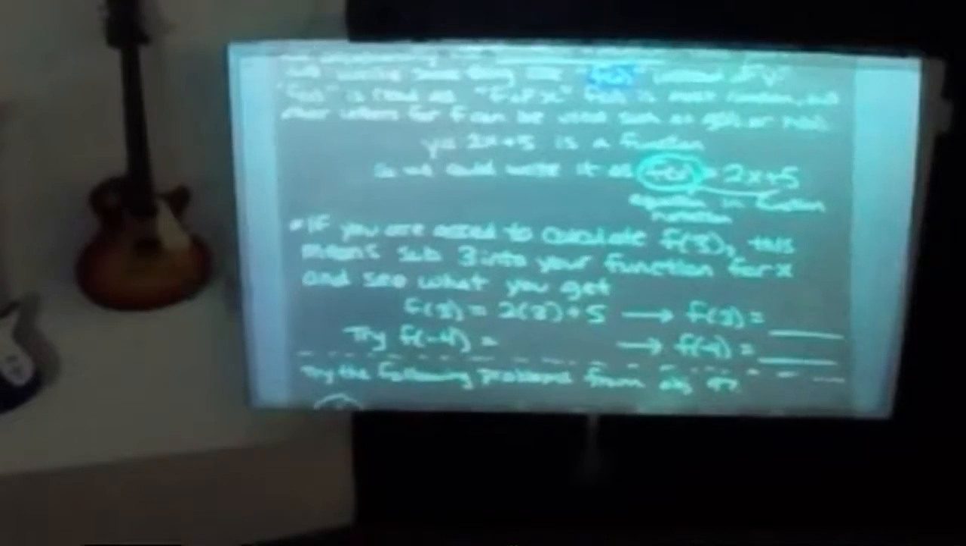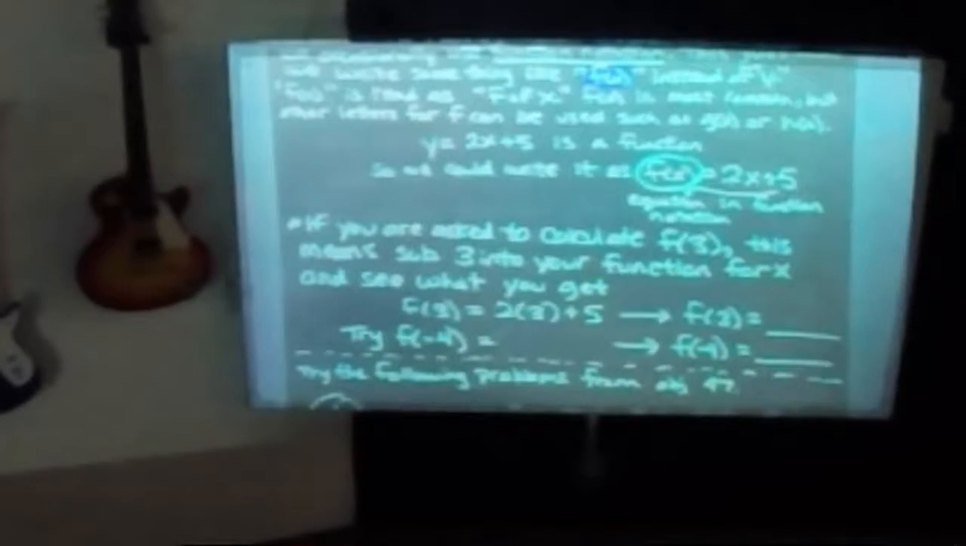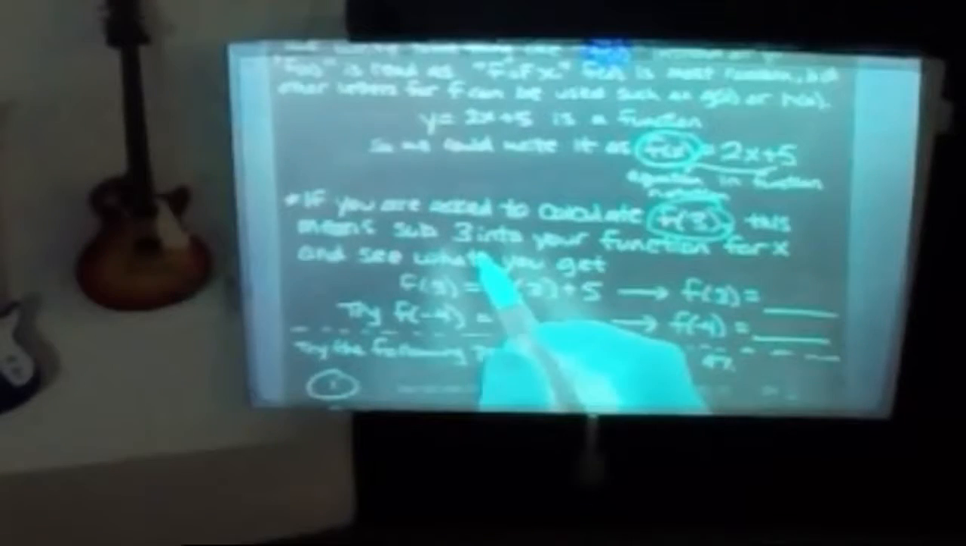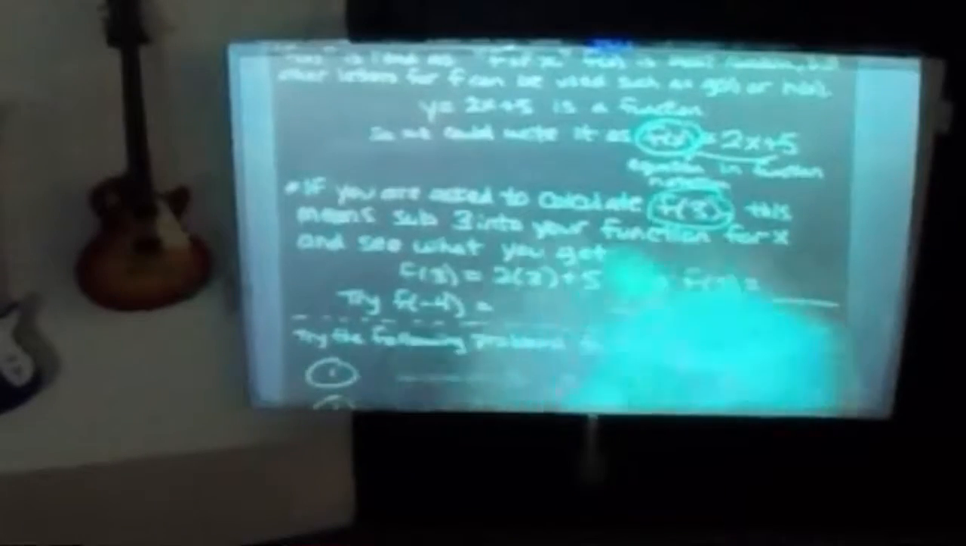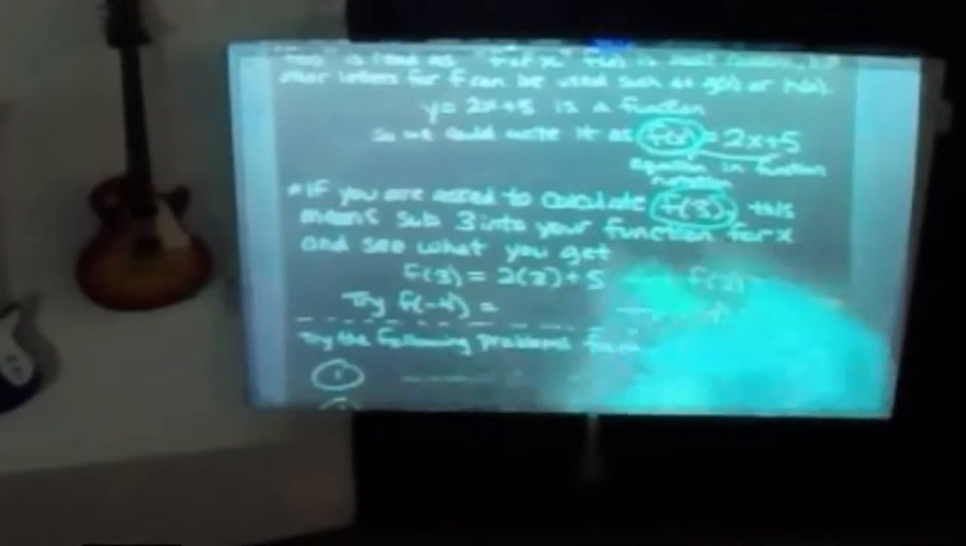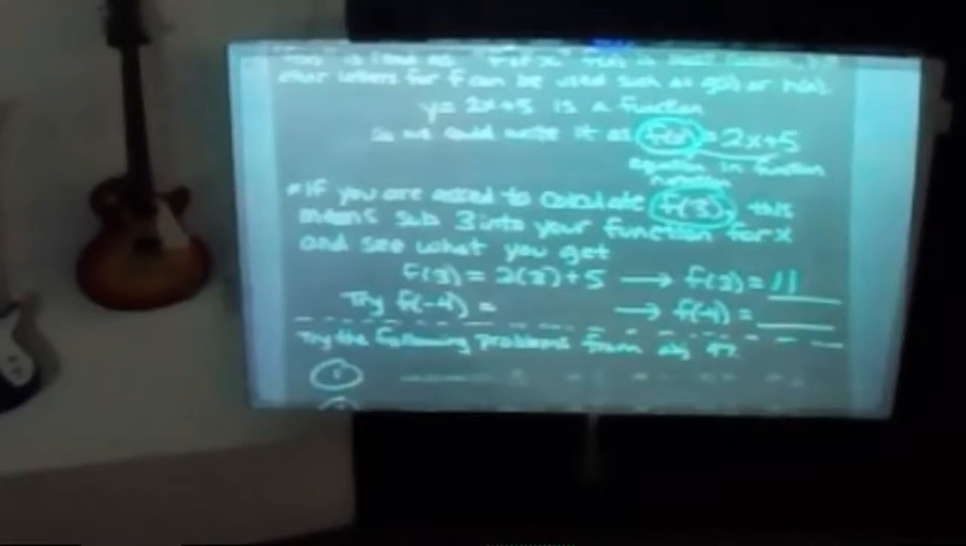That means you put 3 in instead. So I write, instead of f of x, I said calculate for me f of 3. This means sub 3 into your function for x and see what you get. So instead of 2x plus 5, 2 times 3 plus 5. What is 2 times 3? 6. Add 5 to that. 11. So what we would say is f of 3 is 11.